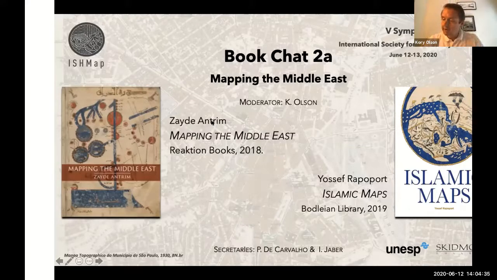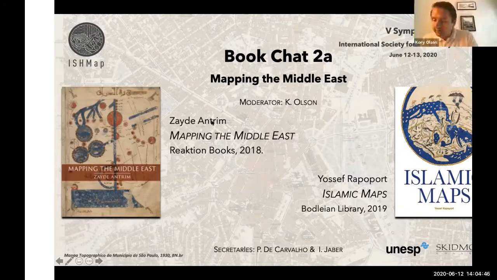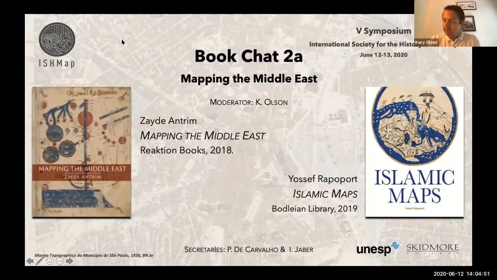She is the author of Roots and Realms, The Power of Place in the Early Islamic World, published by Oxford University Press in 2012, and Mapping the Middle East, the text she's going to speak about today, published by Reaktion Books in 2018, and she's recipient of a fellowship from the American Council of Learned Societies and the National Endowment for the Humanities. So Yossef will go ahead and start, and if anyone has questions, please feel free to send them privately in the chat, and we can have all those at the end.